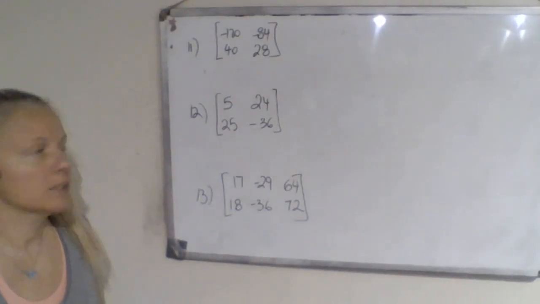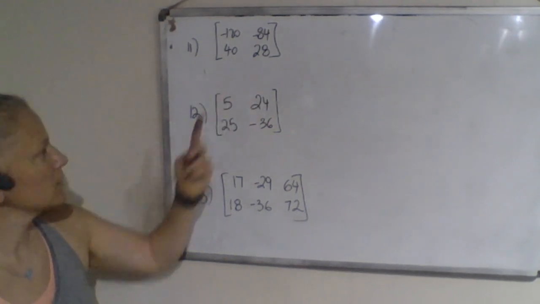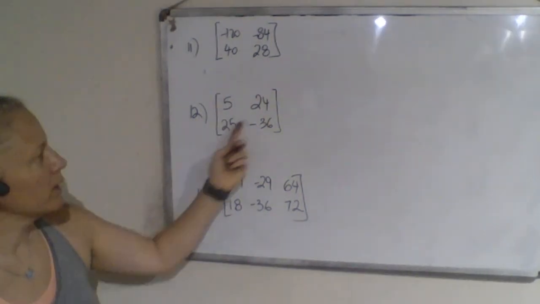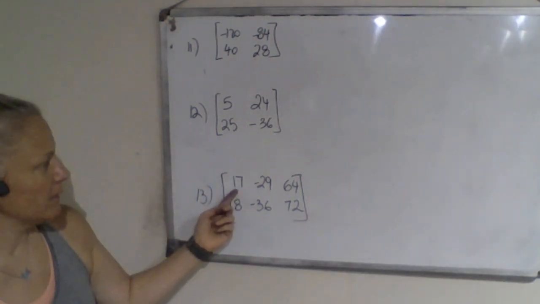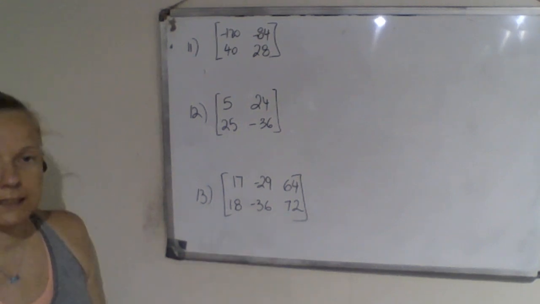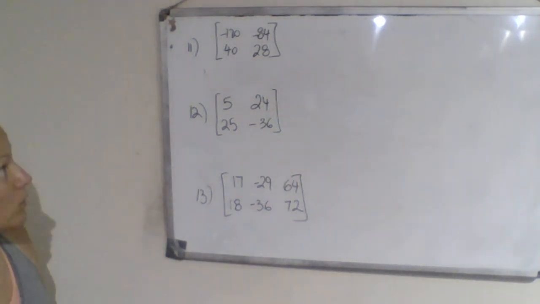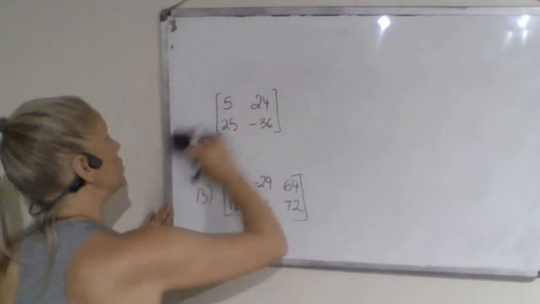Okay, guys, here are your answers. For 11: negative 20, negative 84, 40, and 28. For 12: 5, 24, 25, negative 36. For 13, you got a 2 by 3: 17, negative 29, 64, 18, negative 36, 72. If you need to pause and make sure that something didn't work right, go ahead. If not, we're going to move on to 4.3.